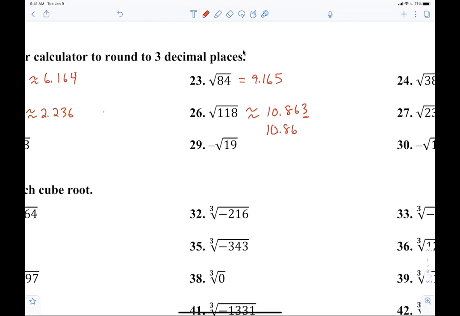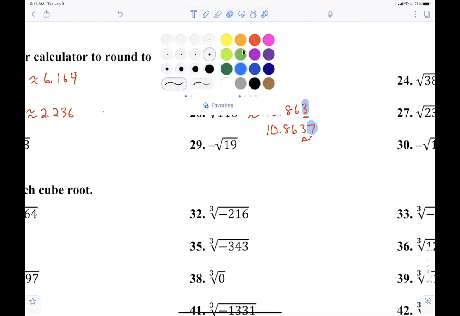Is it 10.8637? Is that the numbers on your calculator? So when you round to 3 decimal places, you look to the number to the right. If it's 5 or more, it goes up 1. You with me? So it should be 10.864. No, it was a 2. Oh, it was a 2. Okay. So I just misheard you.